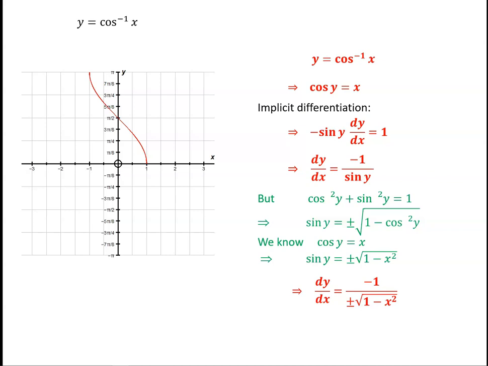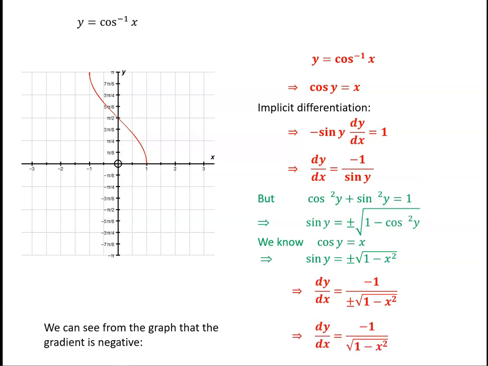From the graph, we can see that the gradient of y equals cos to the minus 1 of x is always negative. So that means that I need dy by dx to be negative. Well, minus 1 is a negative number, so I need the denominator of the fraction to be positive. So I'm going to take the positive square root here. So I've got dy by dx is minus 1 over the square root of 1 minus x squared.